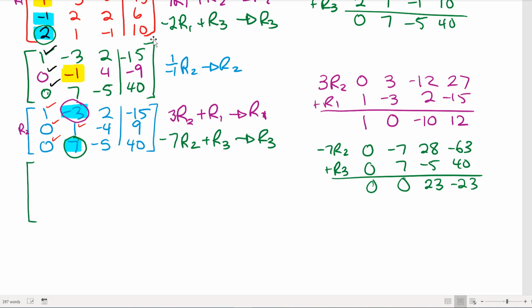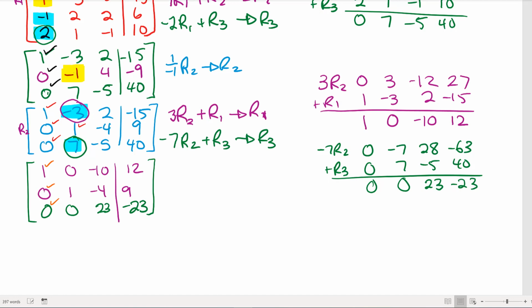So in my next matrix, I have row 2 staying the same. Row 1 is going to be replaced with that purple: 0, 1, negative 10, and 12. And then the green is going to go in my last row: 0, 0, 23, negative 23. So in my progress check, I have a 1 where I want it and 0's below. I have a 1 where I want it and 0's above and below.